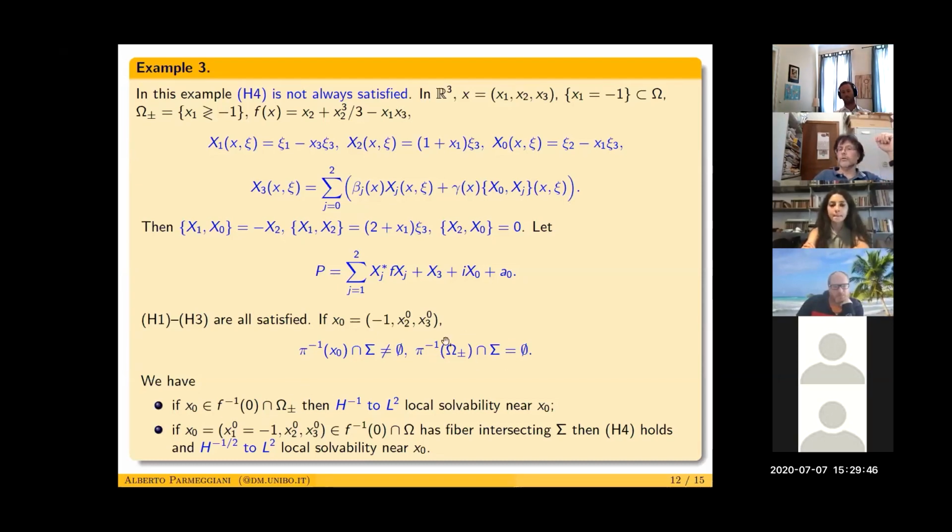So, which is this kind of thing here. But if you take a point which is actually in here, you see here x0 is minus 1. So it's really on this kind of boundary of these two different regions, this fiber intersects sigma. And in this case, we have Melin's inequality, which means that we have H^{-1/2} to L2 local solvability near x0.